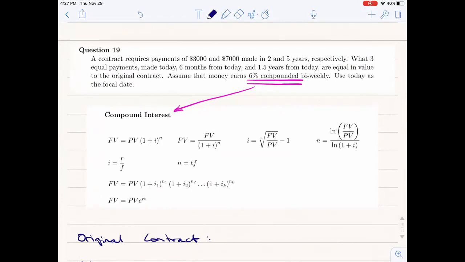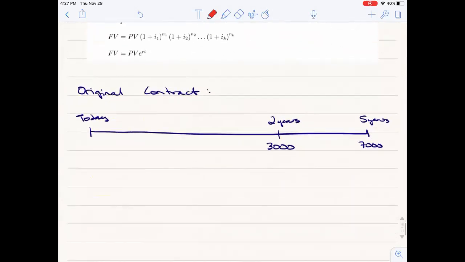What 3 equal payments made today, 6 months from today, and 1.5 years from today are equal in value to the original contract? And then I tell you to use today as the focal date. Okay. What does that mean? It means that I'm going to pull all my value to today.